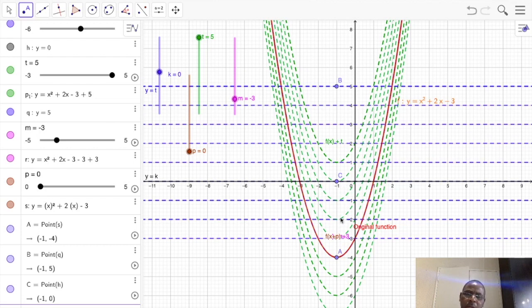And it looks like the original graph was pushed 4 units up in order to get to that point C there. And the number of units it is pushed up is actually the value of t. So if we need to get equal roots, then t must be equal to 4.